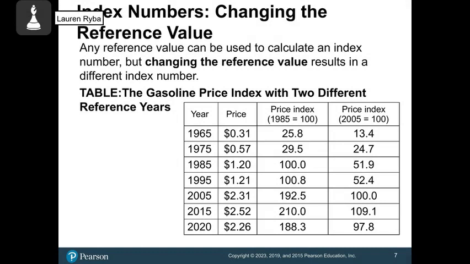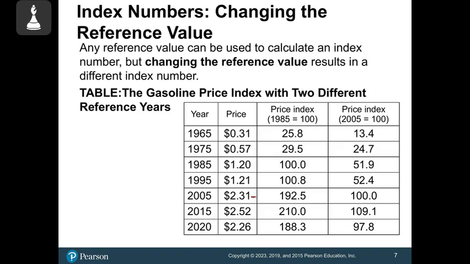So the first three columns here are the table that we had previously for the price index of gasoline. The thing is, though, we can change the reference value, and that's going to then give us different price index values. So, depending on where our reference value is, we may have a different price index. You can see here, if we change this to now being 2005 as our reference, we're going to take all of our original prices divided by $2.31 and then times that by 100, and that's going to then give us our price index here.